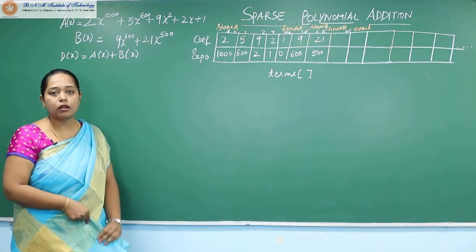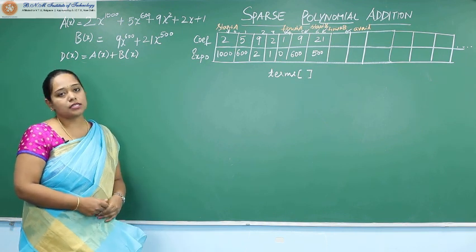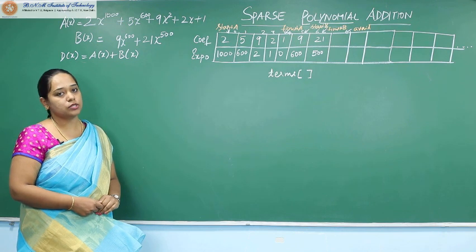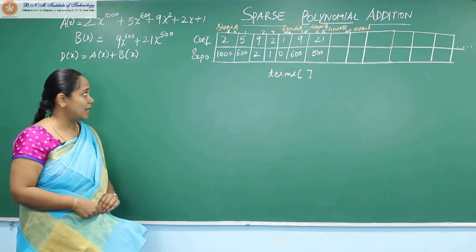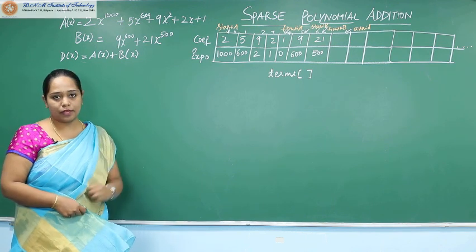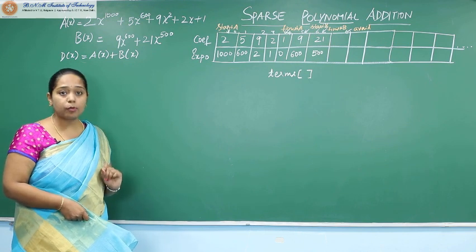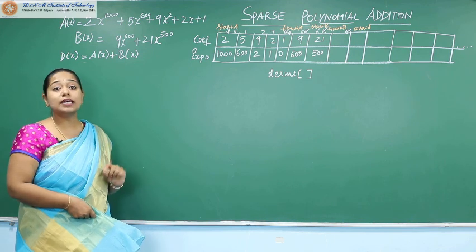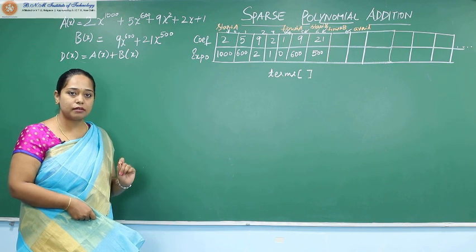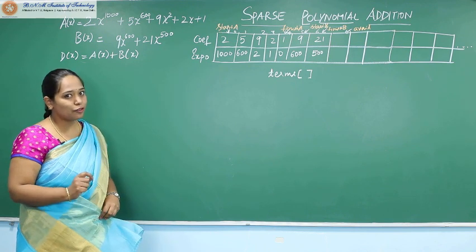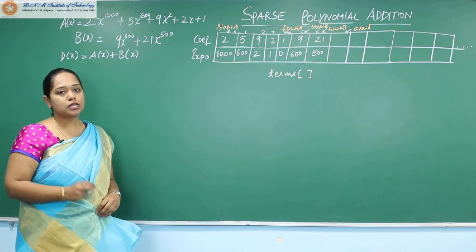Now I have two polynomials here, A of x and B of x. A of x has degree 1000 because the largest exponent is 1000. Now we expect the number of terms to be 1000 plus 1, whereas the number of terms here is only 5. So definitely it's a sparse polynomial. And similarly, we have one more polynomial B of x whose degree is 600. The largest exponent is 600. Now we are expecting 600 plus 1 terms, whereas the number of terms in this polynomial is only 2. So definitely A of x and B of x are sparse polynomials.